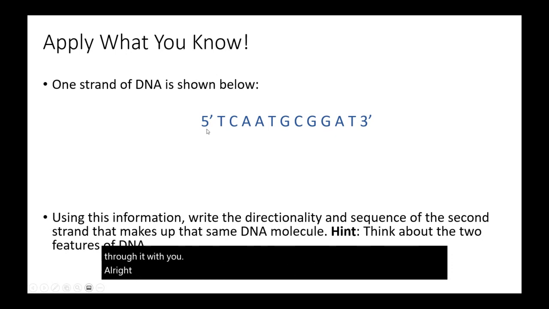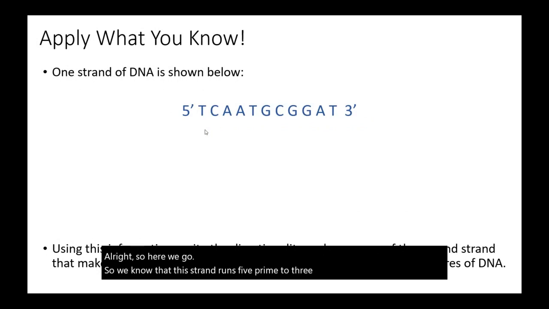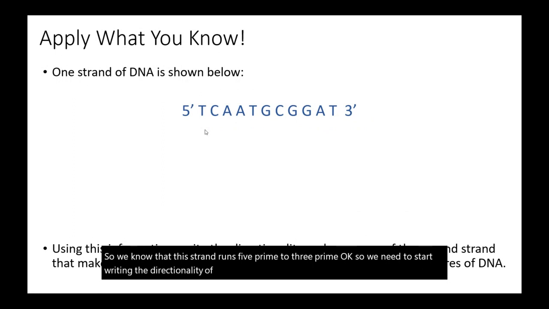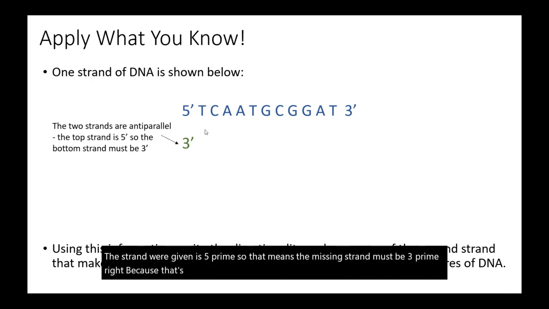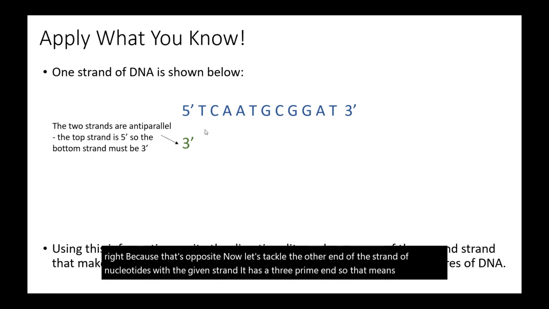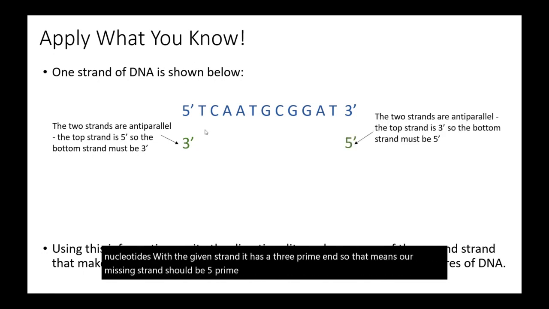All right, so here we go. So we know that this strand runs 5' to 3'. Okay, so we need to start writing the directionality of our next strand. So let's start with the left-hand end. The strand we're given is 5', so that means the missing strand must be 3', right? Because that's opposite. Now let's tackle the other end of the strand of nucleotides. With the given strand, it has a 3' end, so that means our missing strand should be 5', because again, they're just opposite. Now we need to fill in the middle.